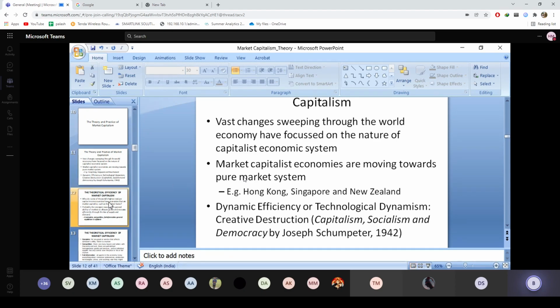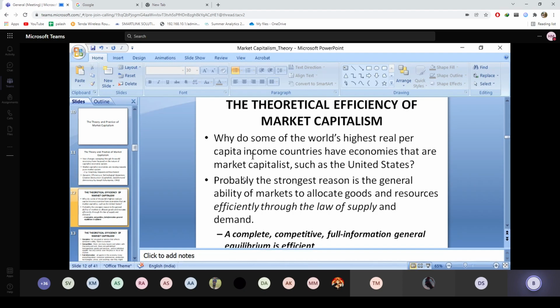And so the question in this context that can be asked is, why do some of the world's highest real per capita income countries have economies that are market capitalist, such as the United States? Okay, and so probably the strongest reason is the general ability of markets to allocate goods and resources efficiently through the law of supply and demand.